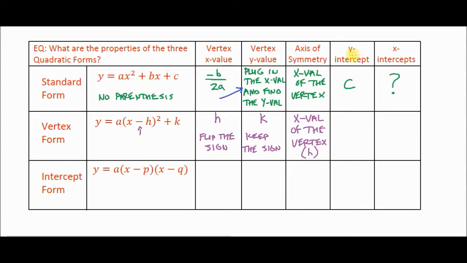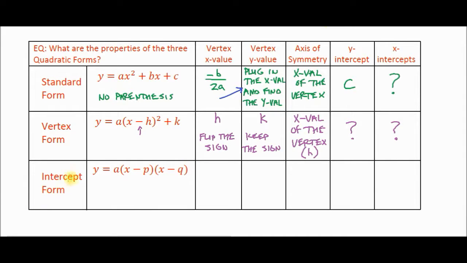Can we find the y-intercept of the parabola quickly from vertex form? Nope. Not so easy to do. And can we find the x-intercepts if we have a quadratic in vertex form? Nope. It takes a little bit of work to find it with that form.